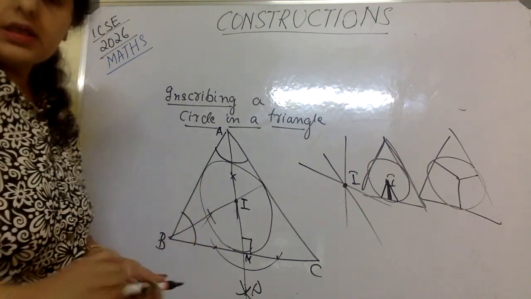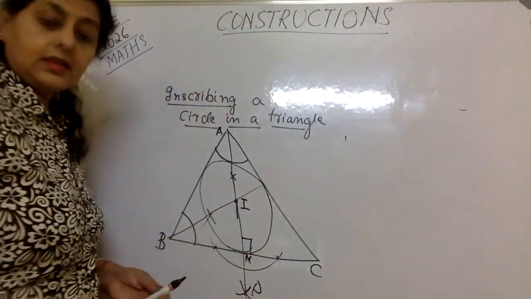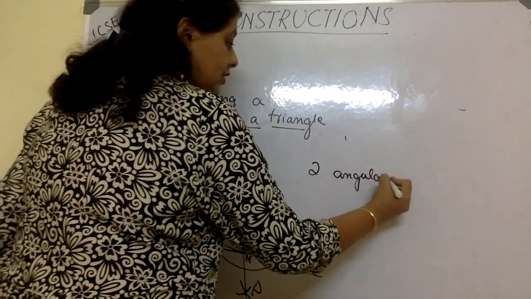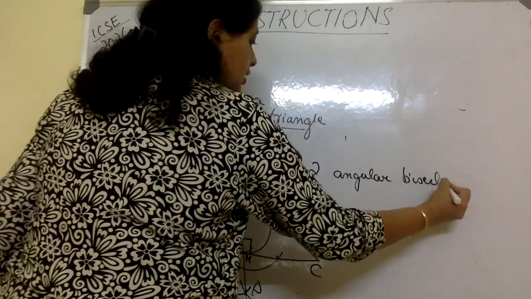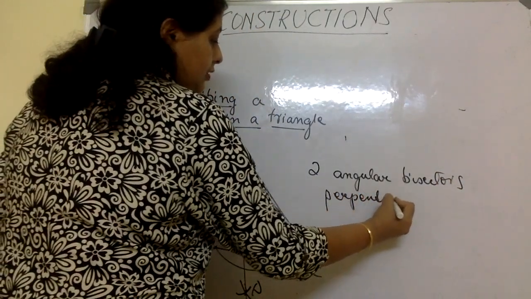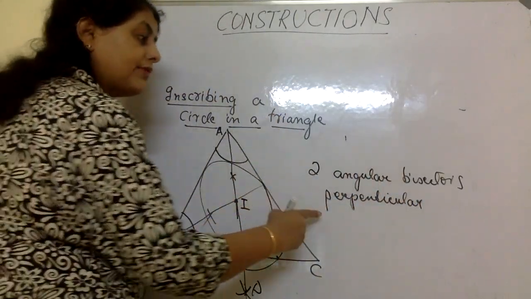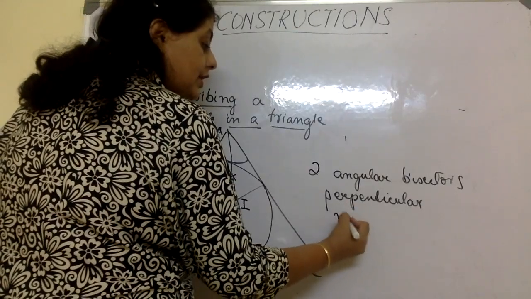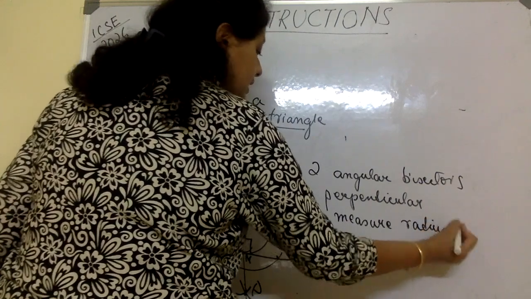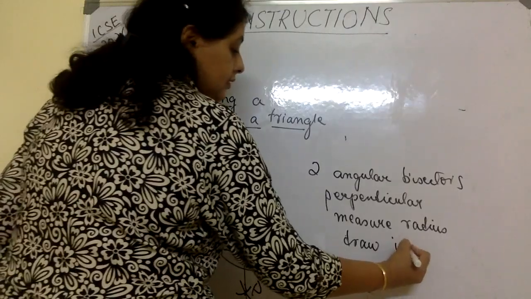I'll give a repeat for this, quickly a recap. All you have to do is, after you make the circle, two angular bisectors, just two, perpendicular to one of the sides, any one side you have to draw perpendicular, measure radius. These are the steps, and once you measure the radius, draw the incircle.